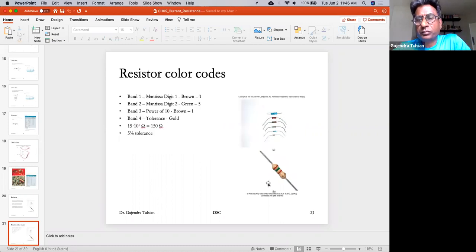So for this one, again, this is brown, green, brown, and this shows you the value is 150 ohms. For the first band, brown is 1. For the second band, it's green. So first, that's a digit associated with the first band. This is the digit associated with the second band. And the exponent is associated with the third band.